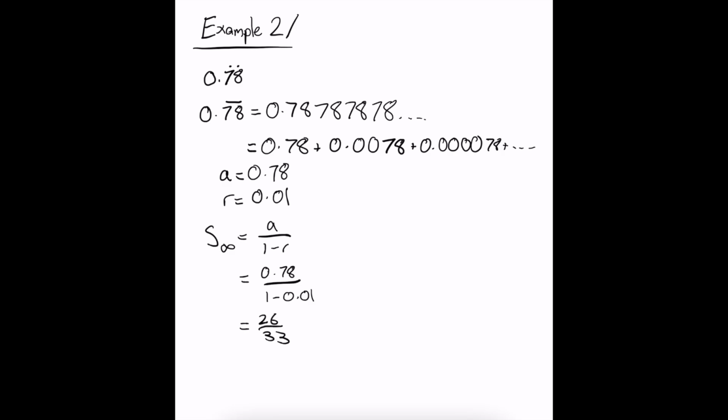So yet again, if we wanted to check our answer, type 26 on 33 into your calculator directly, convert it into a decimal, and what we'll see is you'll get 0.787878. And that's pretty much how we go about doing these types of questions. So let's take a look at our last example, which is a little bit harder.